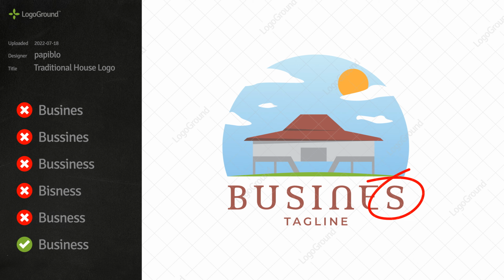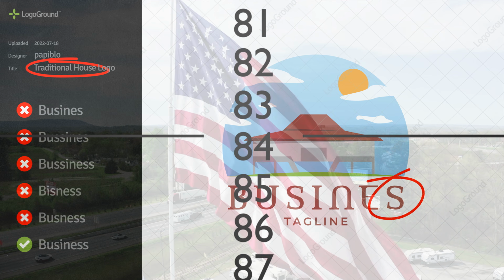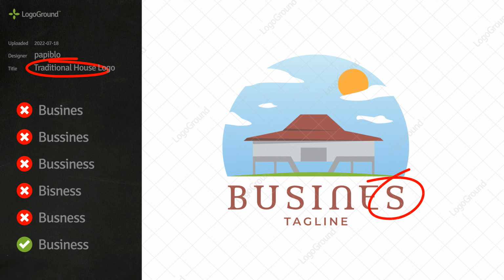The shape of the house is also a problem. It's called a traditional house, and fair enough, maybe this is what a traditional house looks like in your part of the world. Unfortunately, logo buyers don't care. To them, this is just a weird house. More than 85% of our logo buyers are from the United States. If you want to sell more, cater to them.